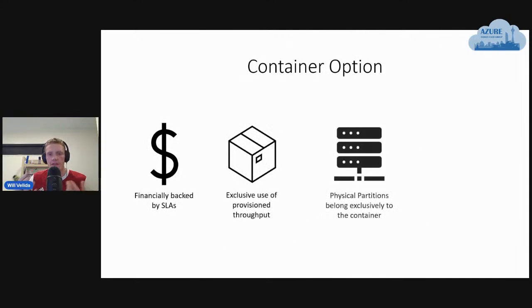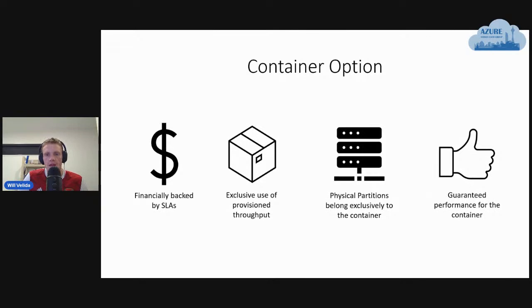So if we do provision it at the container or the collection level, essentially we provision throughput and it's guaranteed for that container. So it receives that provisioned throughput all the time. And this is great because they're financially backed by service level agreements. And provided that we've partitioned our data effectively, then the throughput that we provision for a container will be distributed evenly amongst all its physical partitions, and those physical partitions belong exclusively to that container. So my general advice is that if you want guaranteed performance for a particular container or collection, then you should really provision throughput at the container level.